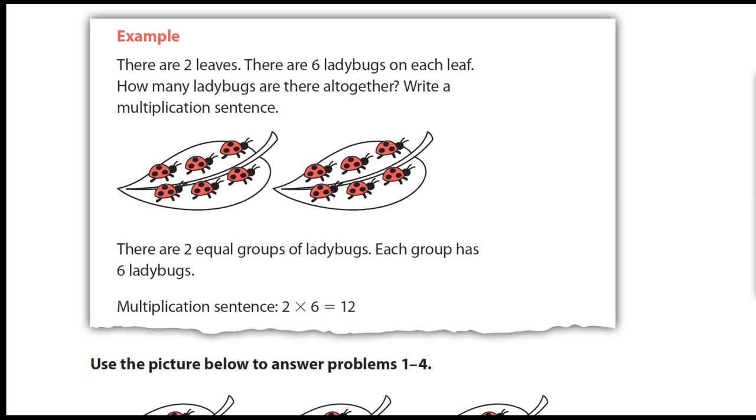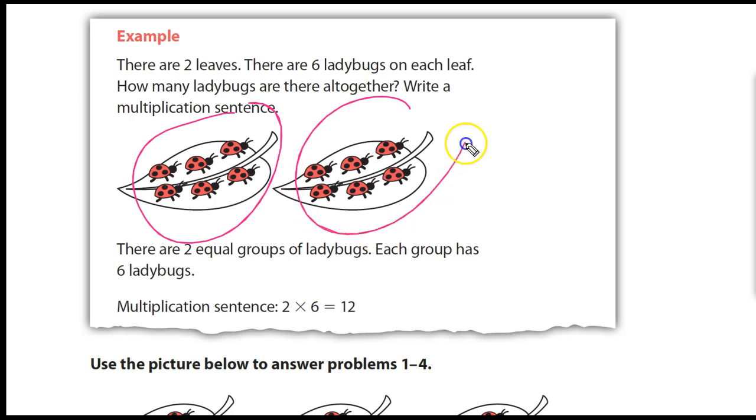All right? So they're 2 equal parts, right? They're 2 equal groups. This group and this group, okay, of ladybugs. Each group has 6 ladybugs. So here's your multiplication sentence. 2 times 6 equals 12.